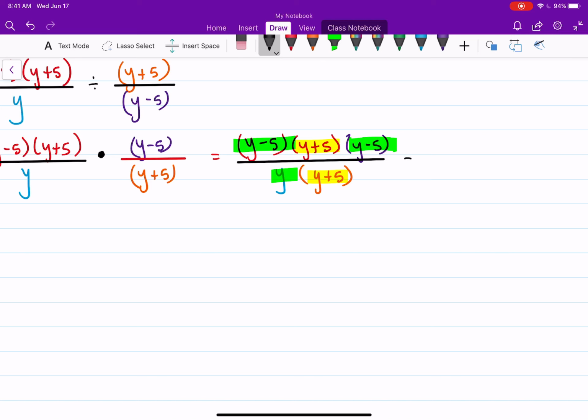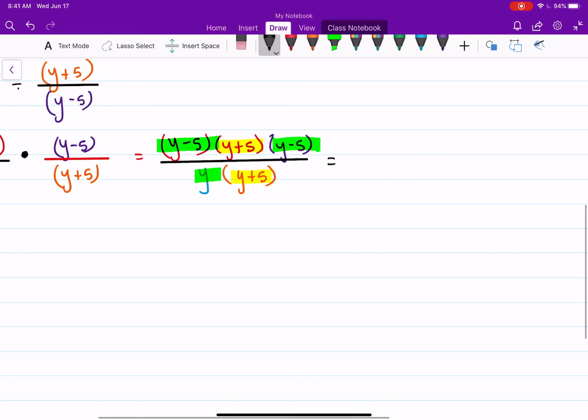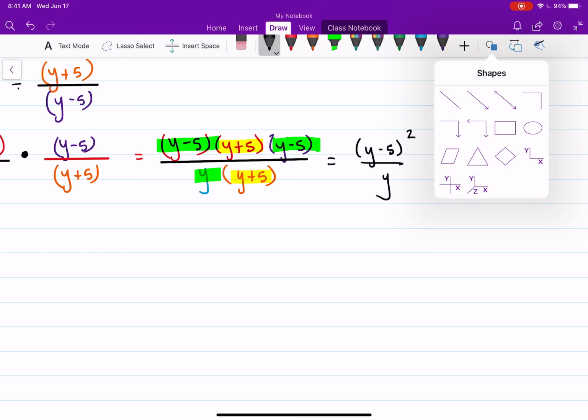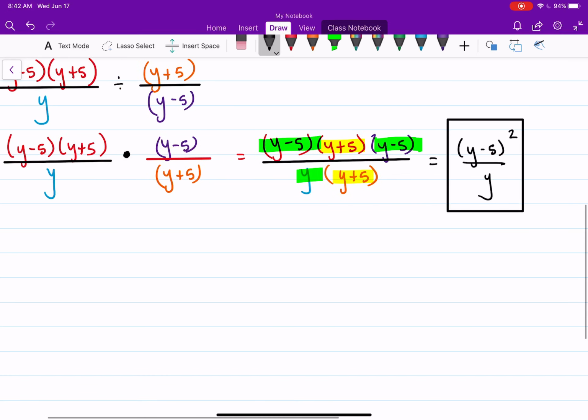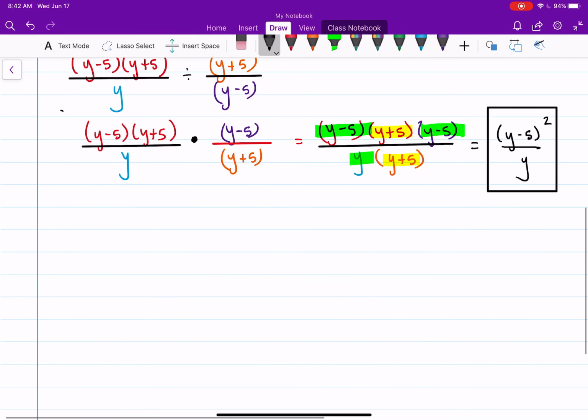So when I write this, here's what I want to do. I don't want to write it as y minus 5 times y minus 5. Since these two are the same, we're going to write it down as y minus 5 squared over y. And that would be my answer. Okie dokie. All right, let's do one more example.